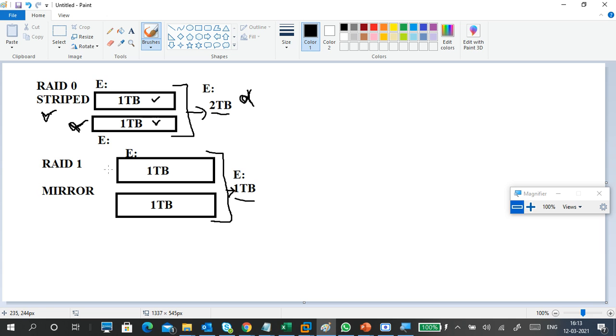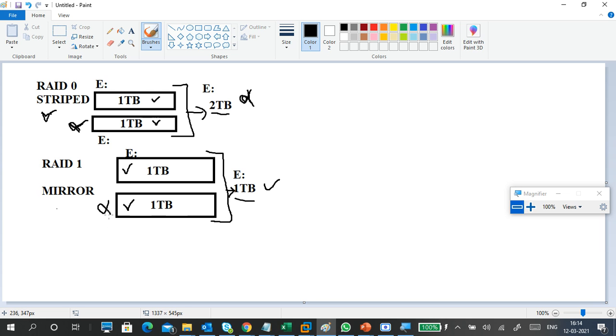Mirror. Mirror is generally what we are using. Whatever data is stored in one disk, the same data will be stored in another disk. The advantage of this is if one of the disks fails, you are still able to access the data. Understand? If one of the disks fails, we can still access the data. That's why this is called single disk failure tolerance. Okay. Next.